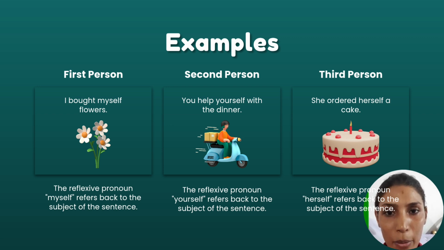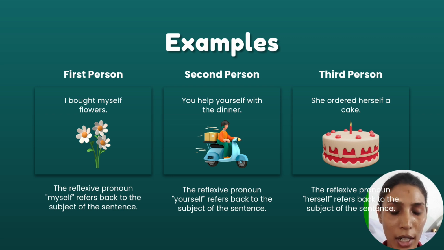And in the second example, you help yourself with the dinner. The reflexive pronoun yourself refers back to the subject of the sentence. In the second example, the pronoun is also referring back to the subject. Let's have another example, that is third person, she ordered herself a cake. The reflexive pronoun herself refers back to the subject of the sentence.